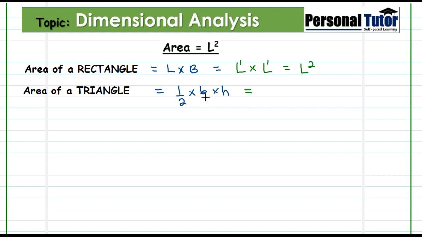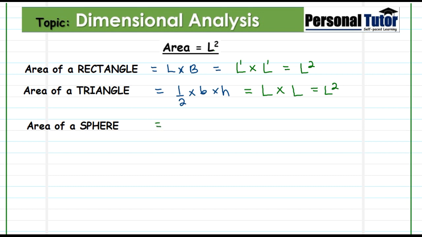Base length has its dimension unit to be length, that's the symbol we subscribe to, L, times height, which also expresses a length, and so its symbol dimensionally is also L. L times L is equal to L squared. So the area of a triangle also follows the same as that. Again, the area of a sphere.